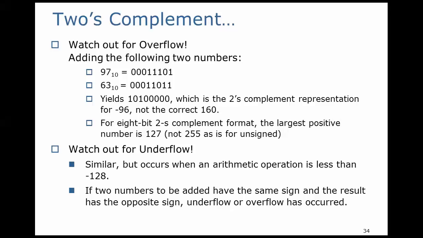The twos complement just works out so that you get one more negative word than you get positive words. And as a clue to underflow or overflow, if two numbers that are to be added have the same sign and the result has the opposite sign, then you know that either underflow or overflow has occurred.